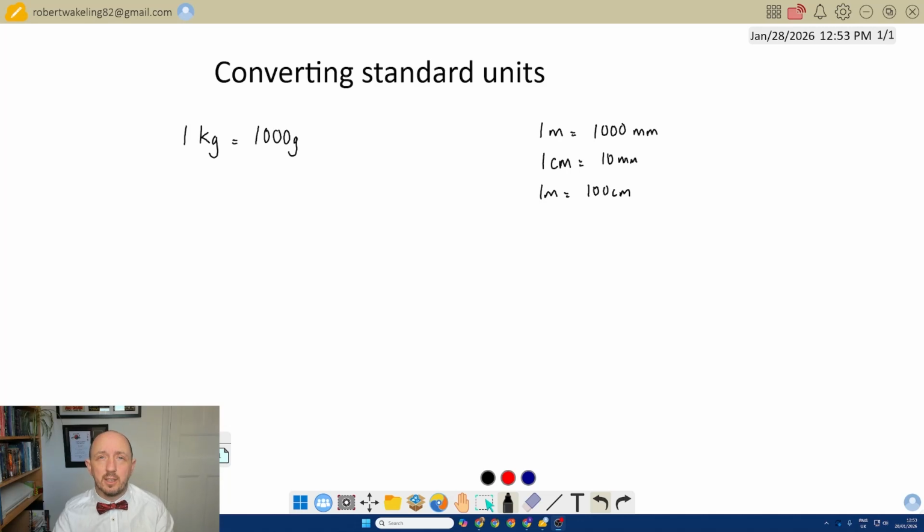In this video, we're going to be looking at converting standard units, and these are the main ones that you need to know. So 1 kilogram is 1,000 grams, and kilo in front of a word means 1,000. Okay, so a kilometer is 1,000 meters. We also have the word milli, which means 1,000th. Okay, so 1,000th of a meter is a millimeter. A centimeter is 10 millimeters and 1 meter is 100 centimeters. They're common ones that you need to be aware of as well.